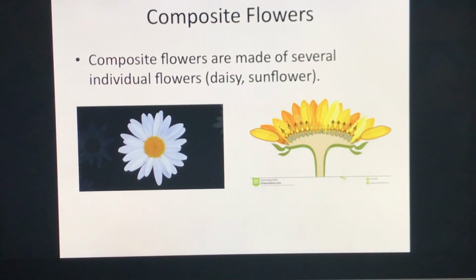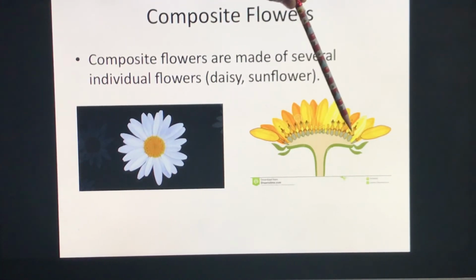So what's interesting too is there's something called composite flowers. This includes daisies and sunflowers, and even though they look like one flower, and I think you would just call that one flower, from a biological standpoint there are many individual flowers that are all packaged together into this one structure.